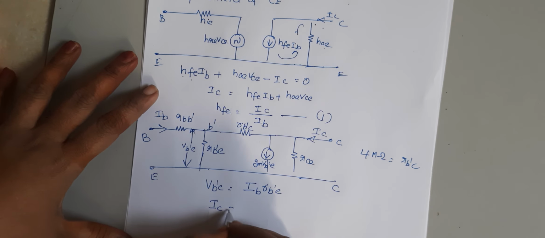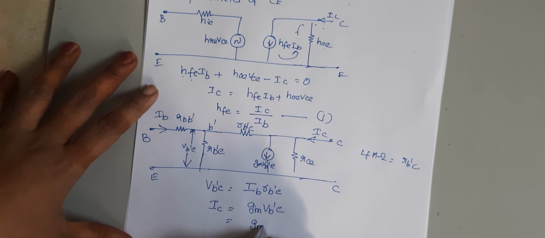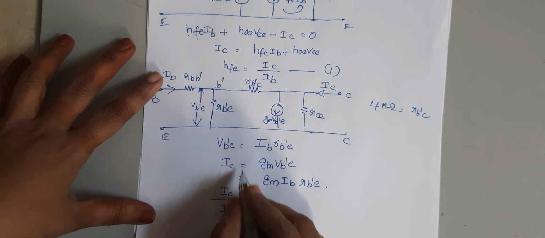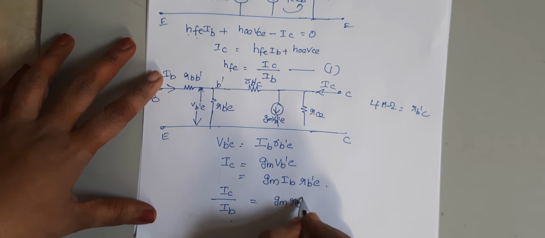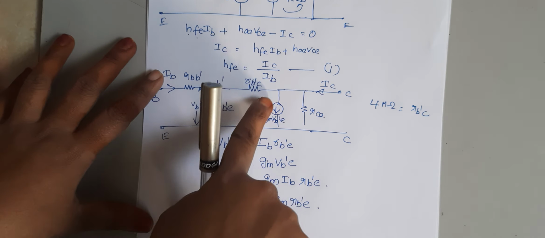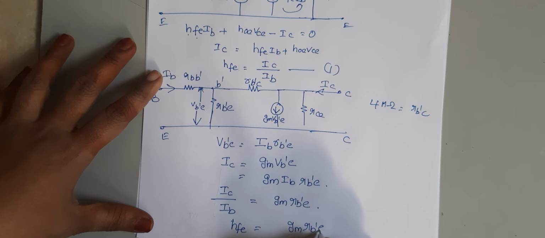IC is equal to GmVB'E, that is Gm into IB into RB'E. So IC by IB is equal to Gm RB'E. From equation 1, IC by IB can be written as HFE. So by using this, HFE is equal to Gm RB'E.